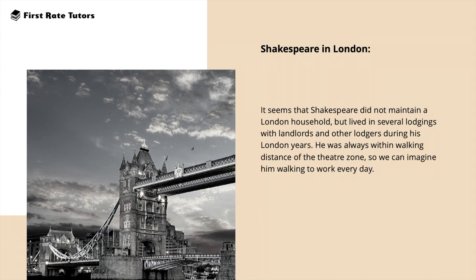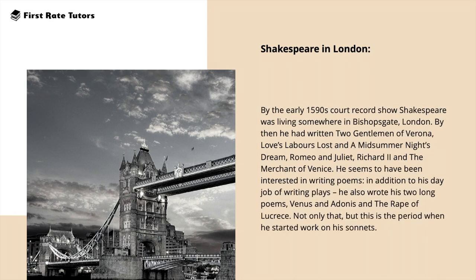It seems that Shakespeare didn't maintain a London household, but lived in several lodgings with landlords and other lodgers during this time. He was always within walking distance of the theatre zone, so we can imagine him walking to work every day. By the early 1590s, court records show Shakespeare was living somewhere in Bishopsgate, London.